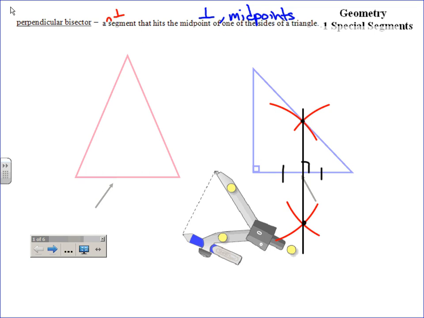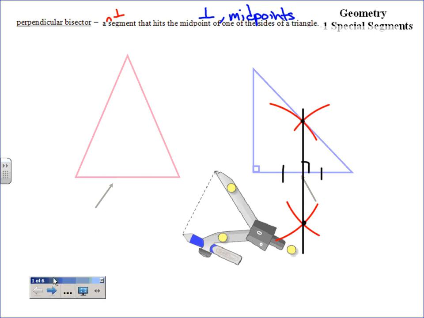And I don't know why I put midpoints, but you get the idea. It's just midpoint. We're looking at midpoint. Good keywords. Well, let's go ahead and try this one over here then.